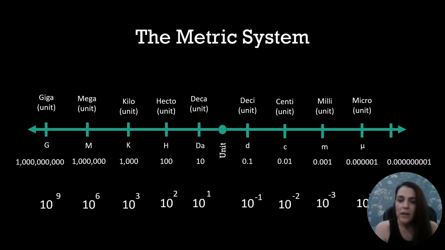With 6 zeros, that's called a micrometer. Notice that little symbol that looks almost like a U. That stands for micro. And then with 9 zeros, we have a nanometer. That symbol is N.